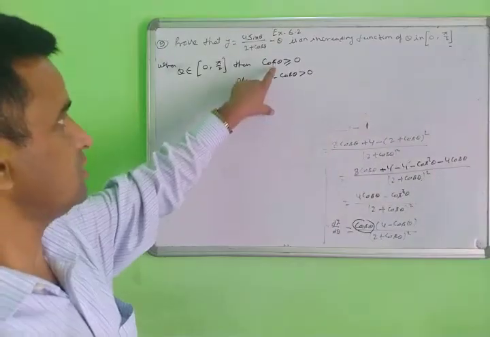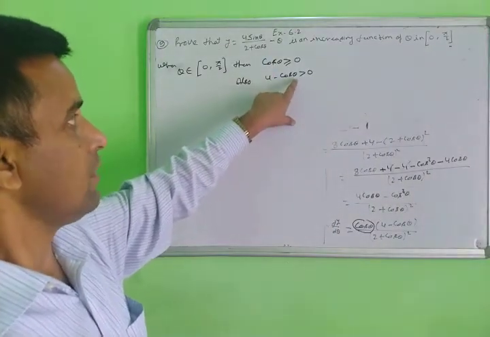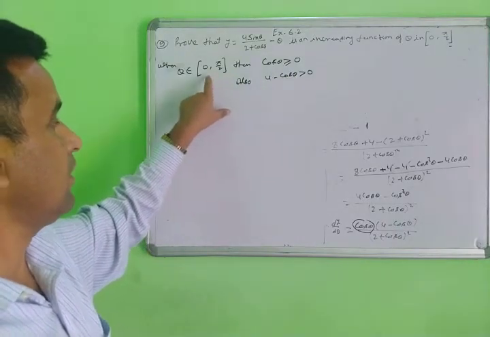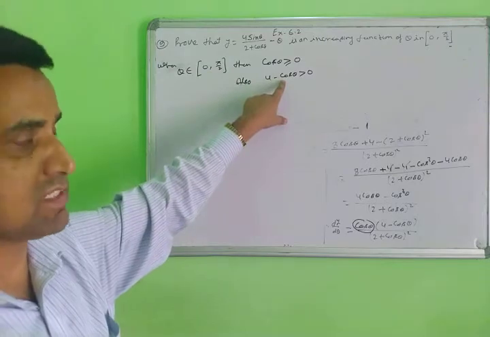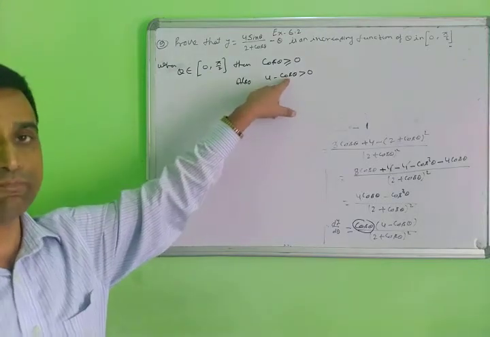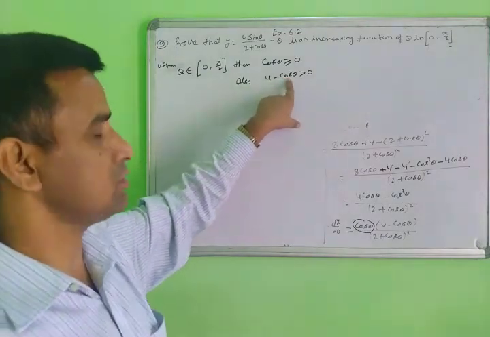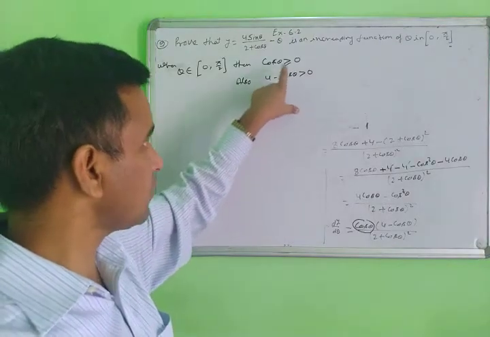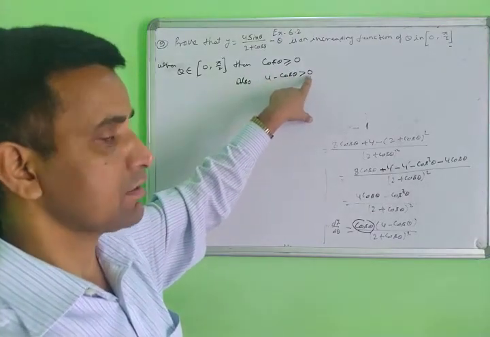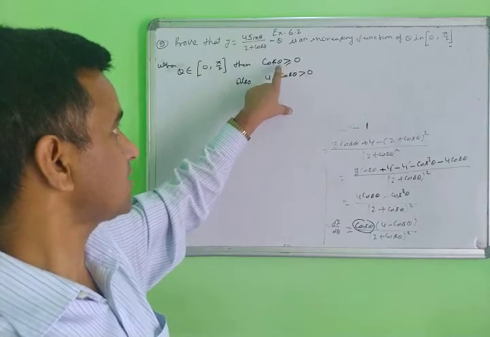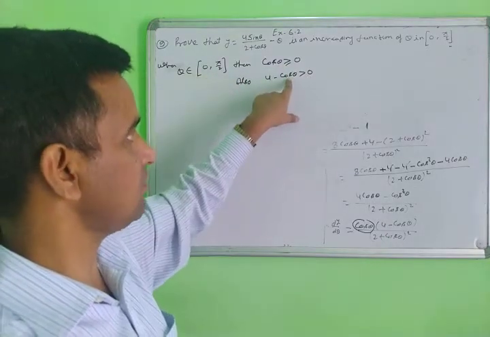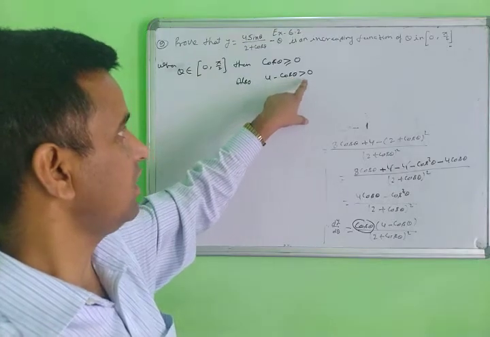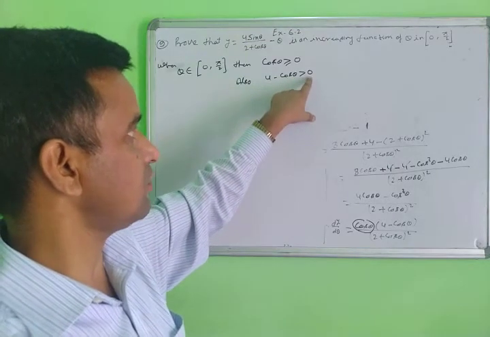Suppose this is greater than 0, the value of this is also greater than 0, because the value of cos theta here is between 0 and 1, not 4, 5, 6. The maximum value of cos theta here is 1 and the minimum value is 0. If you calculate this part, this will be greater than 0. In this interval the maximum value of cos theta is 1, so after calculating this, you get greater than 0.